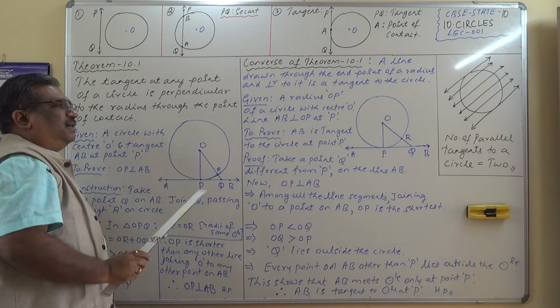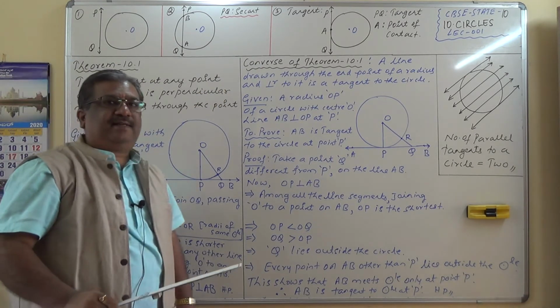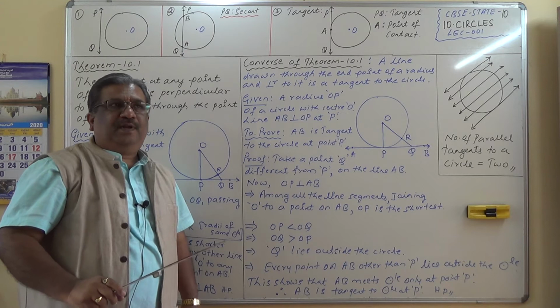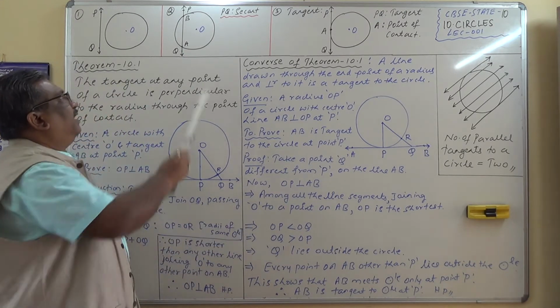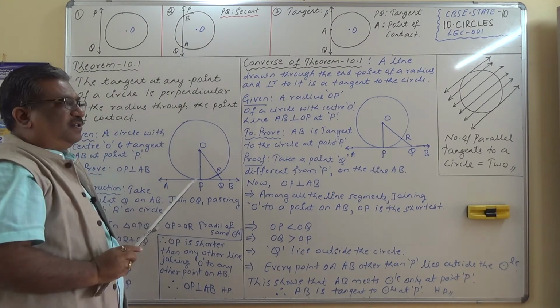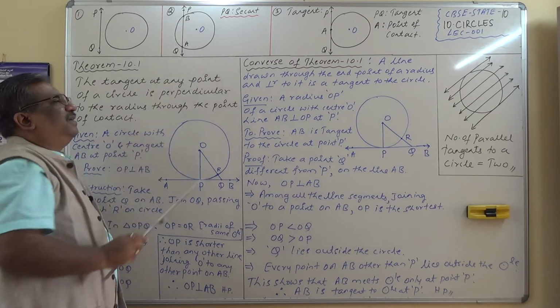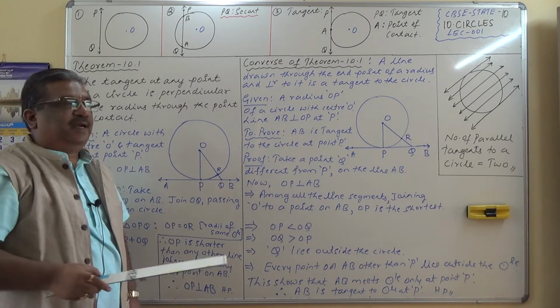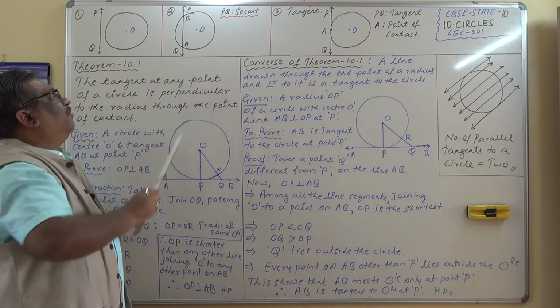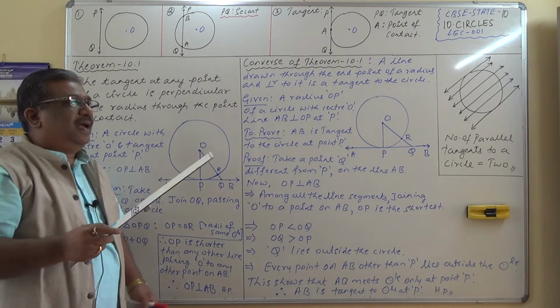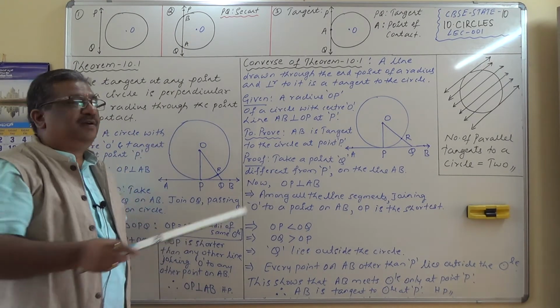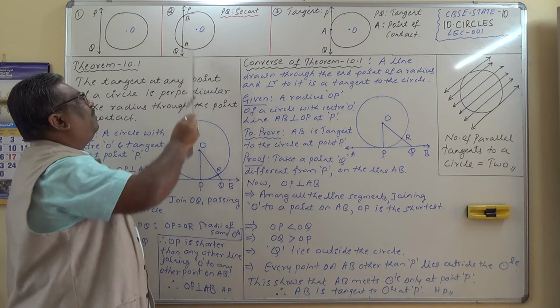So what is a secant? A line that intersects the circle at 2 points is called a secant. A and B are the points of intersection. What is AB in this case? AB is a chord. That means the secant PQ has a corresponding chord called AB. AB is a chord and PQ is a secant.